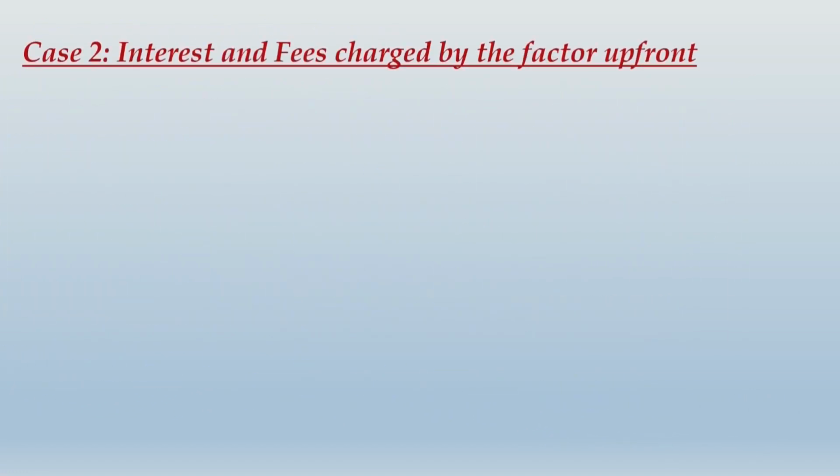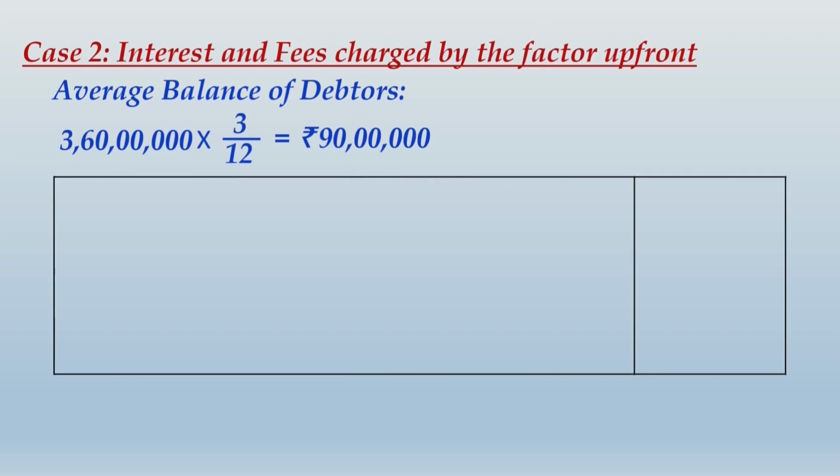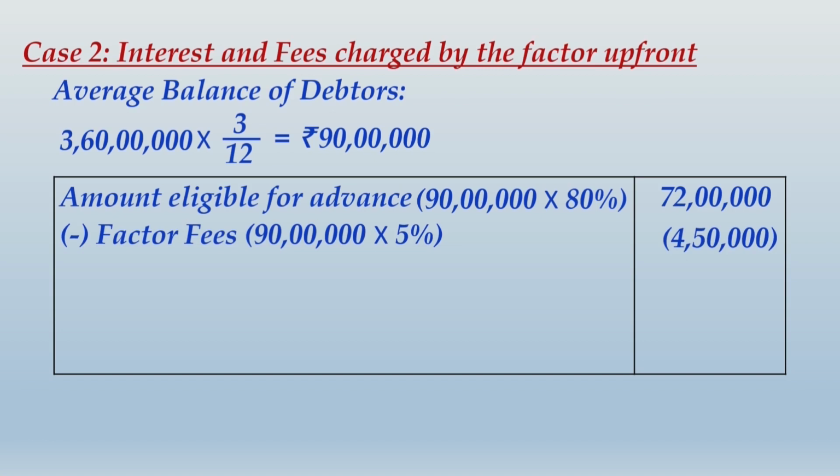So you will write the heading as case 2, interest and fees charged by the factor upfront. So average balance of debtors, 3 crore 60 lakhs into 3 by 12, 90 lakhs, that remains as it is. But this time one thing will change. Amount eligible for advance remains 72 lakhs, that is 80% of 90 lakhs, but this is not the amount advanced by the factor.